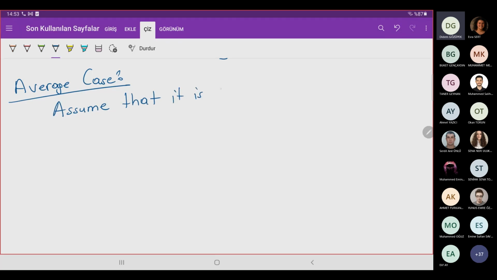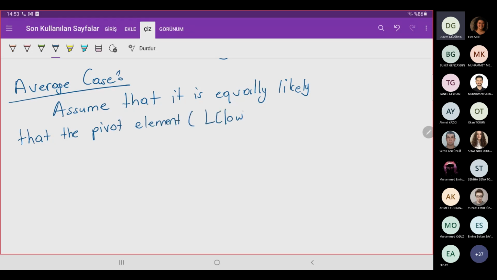Assume that it is equally likely, as with all average case analysis, that the pivot element, which is L low in our implementation, will be placed in any position after the rearrangement.